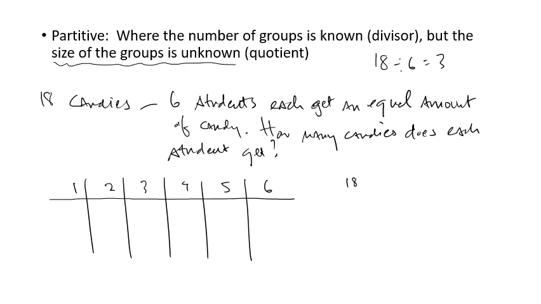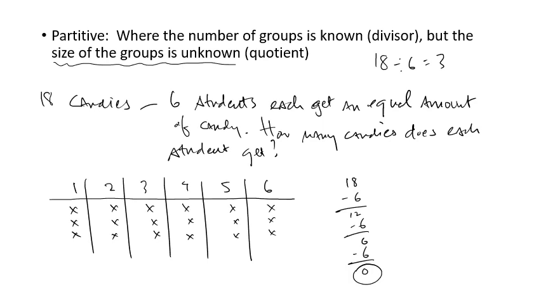And so we've got our 18 candies here. And so we're going to subtract off, everyone's going to get 1. So 1, 2, 3, 4, 5, 6. So we subtract the 6 and we get 12. So we know there's still 12 candies left. So everyone gets another candy. 1, 2, 3, 4, 5, 6. All right, there's still 6 candies left. So everyone gets another candy. 3, 4, 5, 6. Ta-da! Everyone got candies.